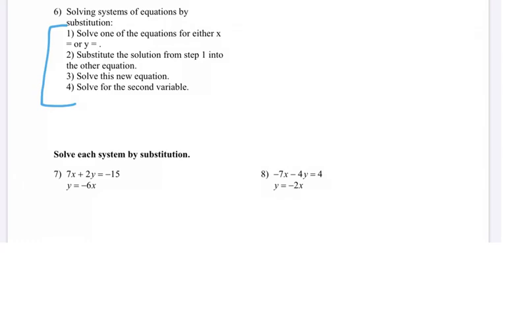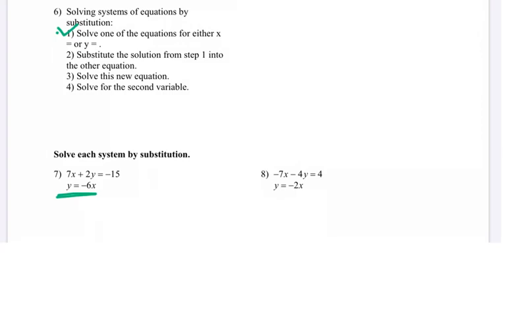So I don't want you to get overwhelmed. It will be a fairly simple process as long as you follow these 4 steps in order. So let's start with number 7. Your first step is solving one of the equations for x equals or y equals. If you notice in number 7, we're already solved for y equals. So step 1 is done for us, okay?